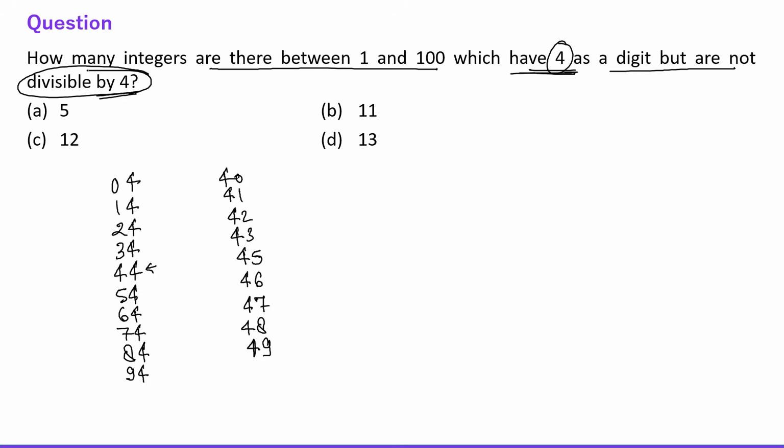What the question is saying, how many integers are there between 1 to 100 which have 4 as digit but are not divisible by 4? So here just take the numbers which are divisible by 4. This number is divisible by 4, this number is also divisible by 4, this is divisible by 4, this is divisible by 4, and this is divisible by 4. Okay, now just count the numbers. 1, 2, 3, 4, 5, 6, 7, 8, 9, 10, 11 and 12. So the answer is 12. Now let's move to the other question.